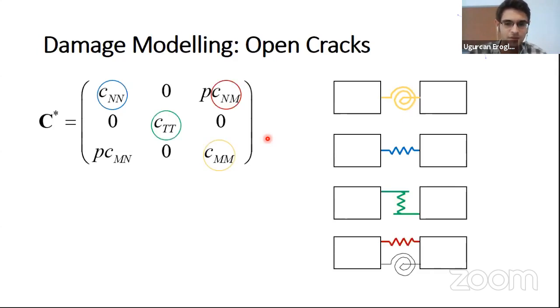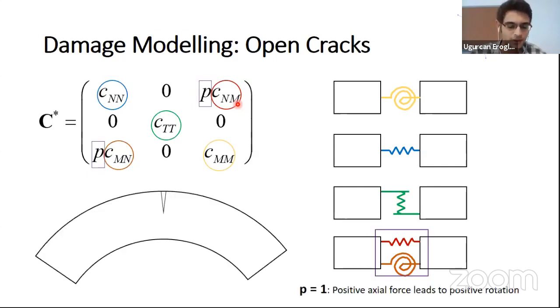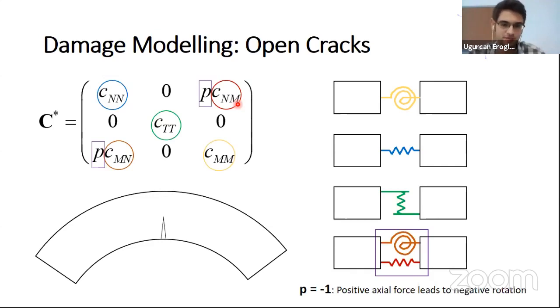The tricky part is off-diagonal terms. Here, C_NM describes the axial displacement due to bending couple, and C_MN provides the relative rotation due to axial force, and we make use of a non-material parameter P to describe the crack location on this section. When P is equal to 1, the crack is on top, and when P is equal to -1, the crack is on the bottom of the section. Therefore, positive axial force will lead to different rotations.